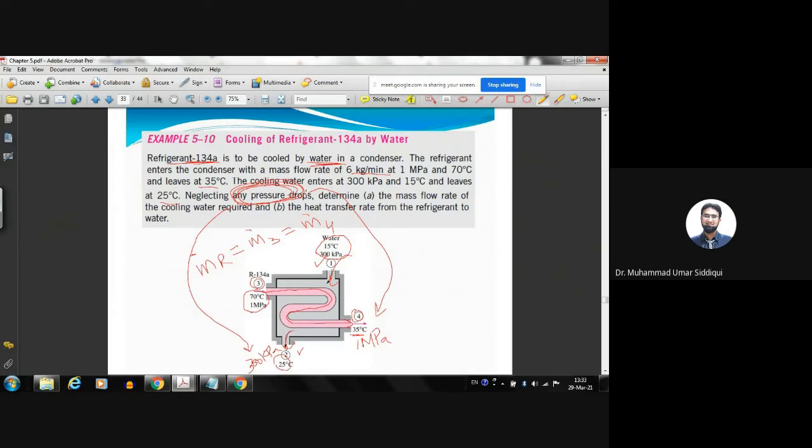So neglecting any pressure drops, determine the mass flow rate of the cooling water. We need to know the mass flow rate of the cooling water, m dot w, which should be the same as m dot 1 and m dot 2, but we need to determine it. So determine the mass flow rate of the cooling water required and the heat transfer rate from the refrigerant to the water, so Q. This is what we need to determine. First of all, do you understand the problem statement or not?